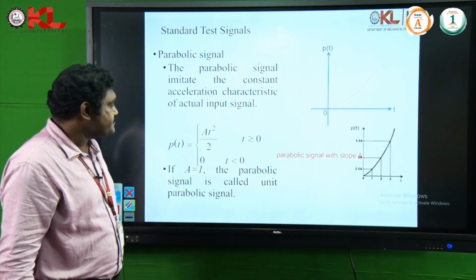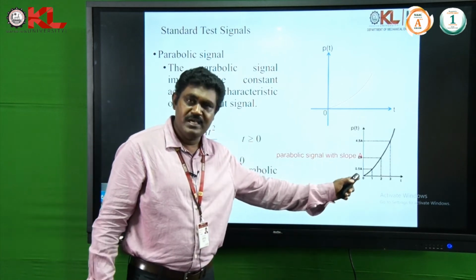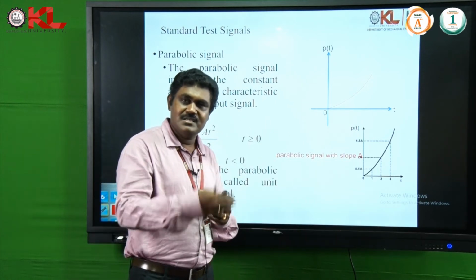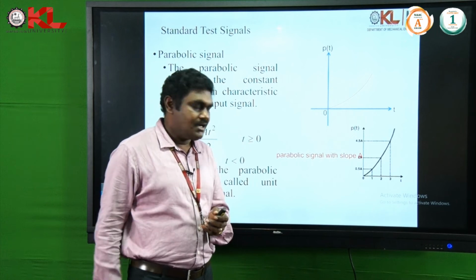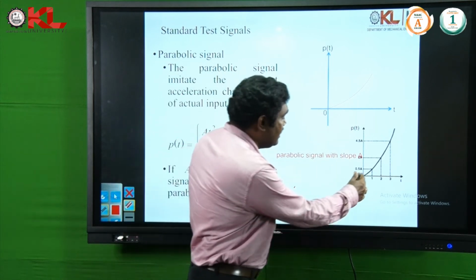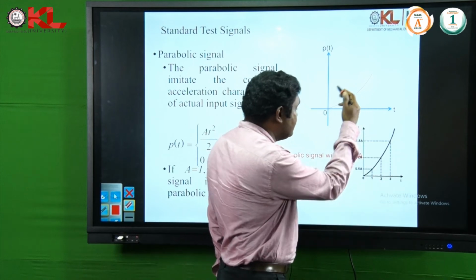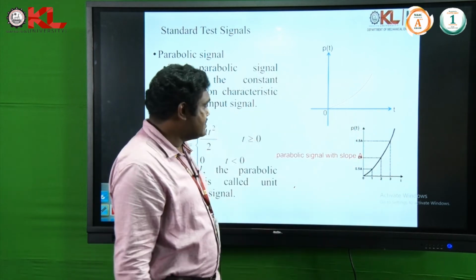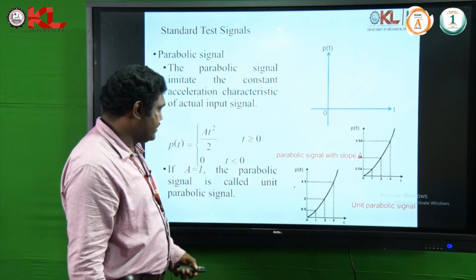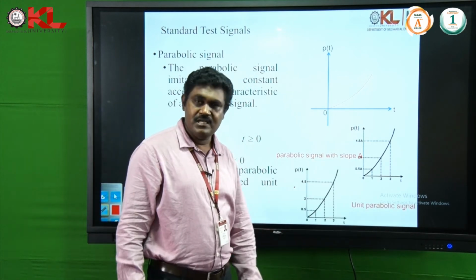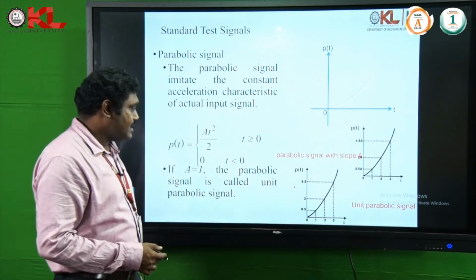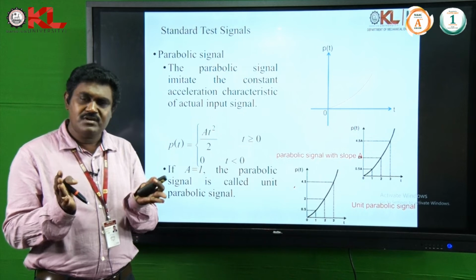Now, if you see a parabolic signal with slope A, similar to the earlier case, that is a uniform velocity, that is a ramp, where the slope is constant. Here also, a parabolic signal with slope A. If we take different time intervals and find the magnitude of the signal, then the constant slope value is obtained. And also, if A is equal to 1, then the signal is a unit parabolic signal. So, these are the basic types of signals.